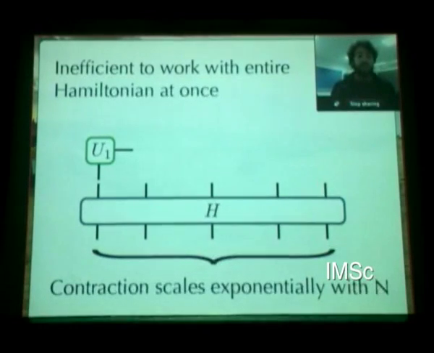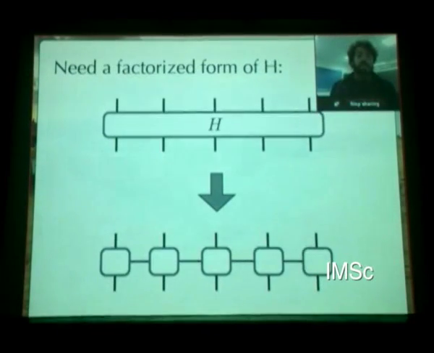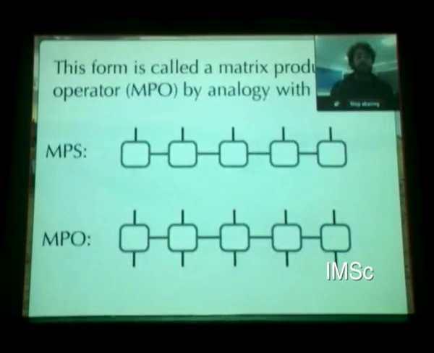So if you please go to the next slide. What you need is, just as you work with a local form of your wave function, a matrix product state, you want to work with a local form of your Hamiltonian. The next slide shows how this is an analogy with a matrix product state. Just as each piece of a matrix product state has a single site index, each piece of a matrix product operator has two site indices, so it's like a matrix itself, like an operator. And so it's just called a matrix product operator by analogy with a matrix product state.